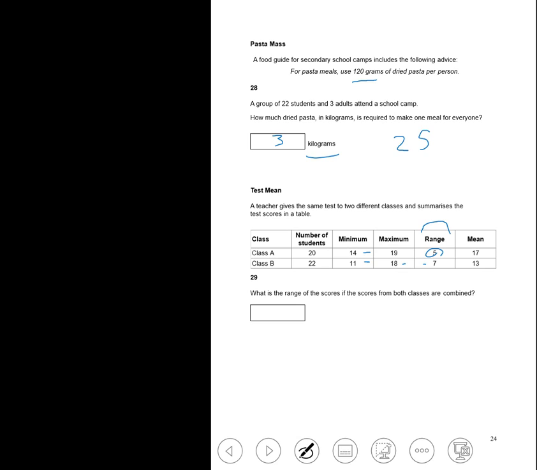So if we combine the two, that means we're going to have a maximum of 19, because that's the biggest number out of both of them. The smallest number out of both of them is 11. So if you do from 11 to 19, what is the range? 19 minus 11 equals 8. And that's what the range is.